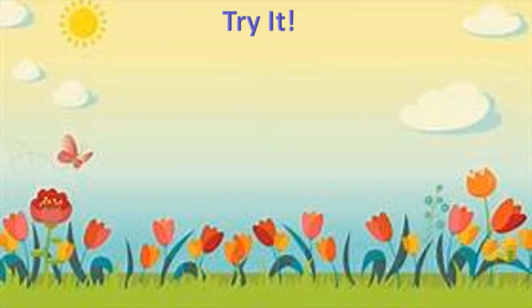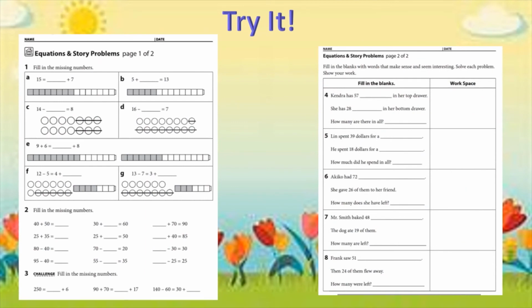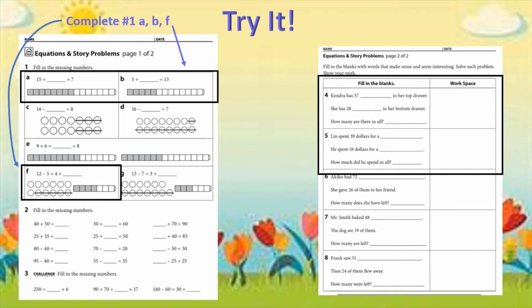Now it's your time to try it. So we're going to look at 2 work pages here, Equations and Story Problems, page 1 and page 2. On page 1, you're going to look at problem 1 and work on letters A, B, and F. So you're going to complete problem 1, A, B, and F. Then you are going to look on page 2 and you're going to complete problems 4 and 5. Notice these are story problems, and notice that you can fill in the blank with words that you choose to go along with the numbers. There's also a workspace off to the side to show your work.